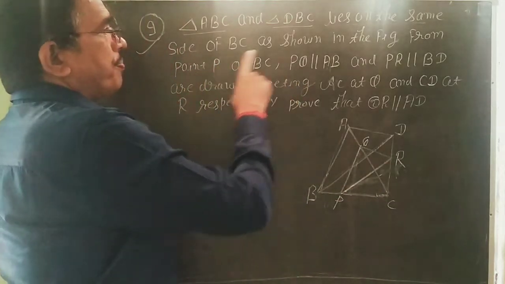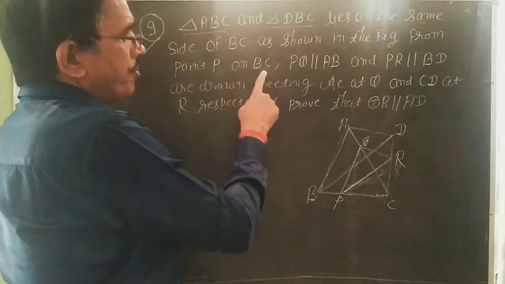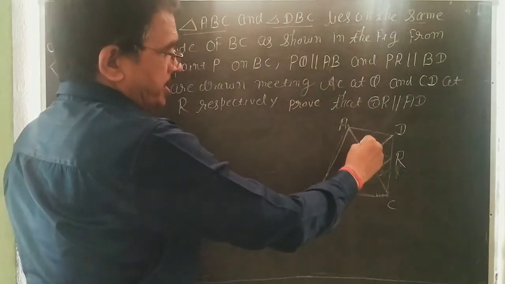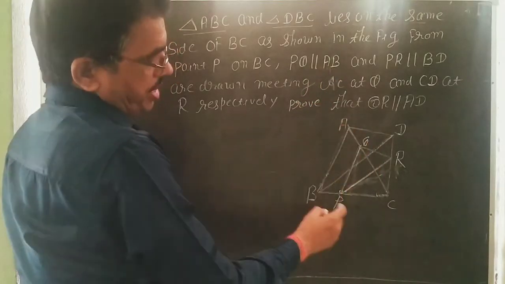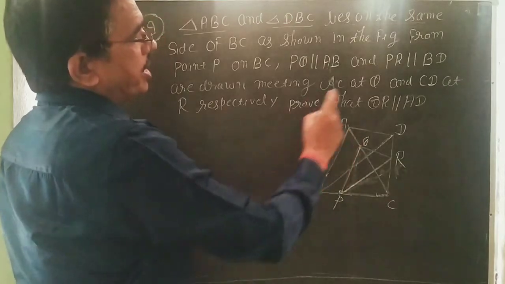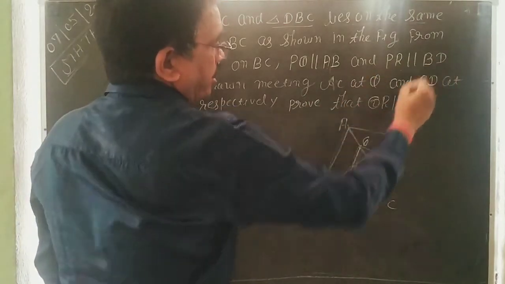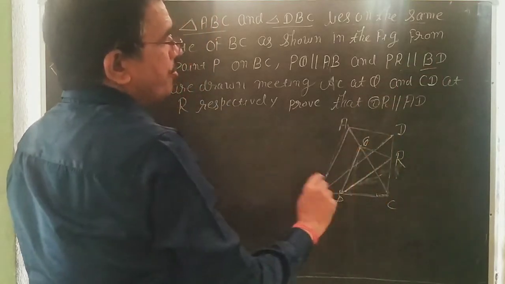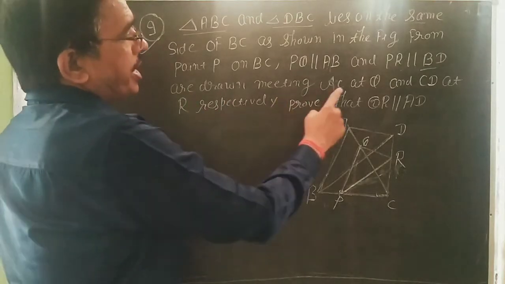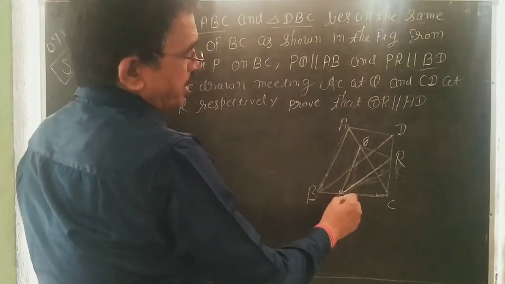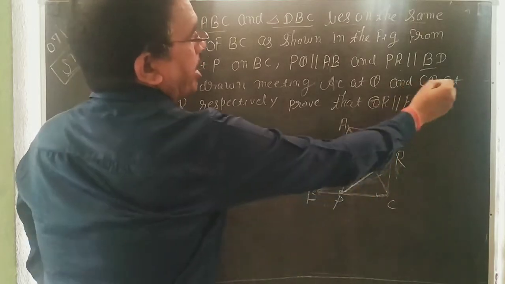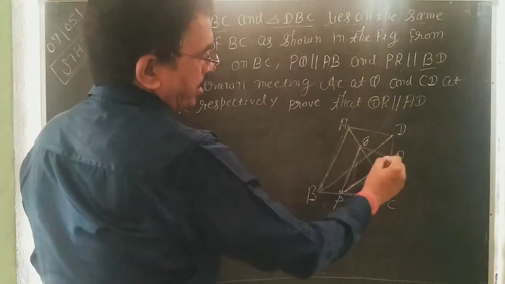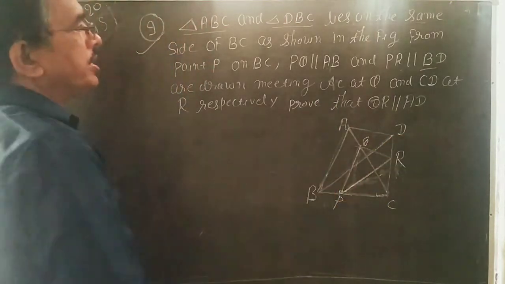First, from point P on BC, PQ parallel to AB and PR parallel to BD are drawn, meeting AC at Q and CD at R respectively. Then prove that QR is parallel to AD. The figure is shown in the figure.